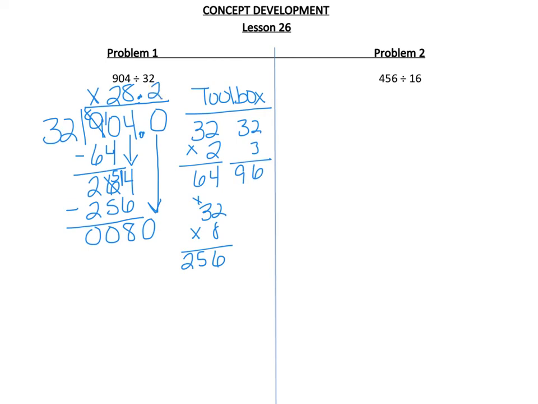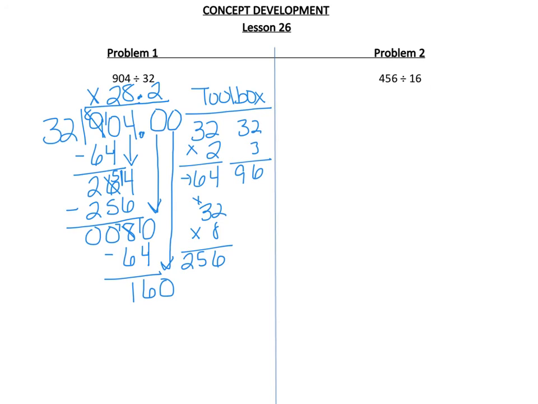2 times 32, I already have my answer. It's 64, lining up perfectly. 0 minus 4 I can't do, so I have to borrow. That becomes a 7. This is now a 10. 10 minus 4 is 6. 7 minus 6 is 1. I still think I can make it so I don't have a remainder, so I'm going to add another 0 and bring it down. So 160 divided by 32.